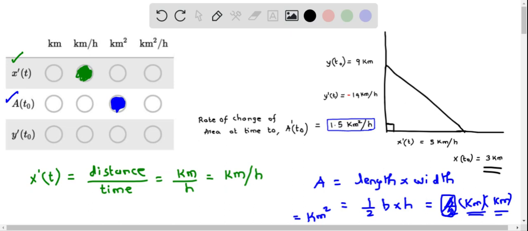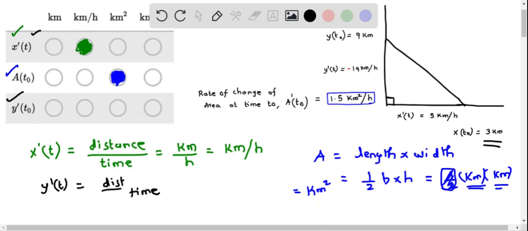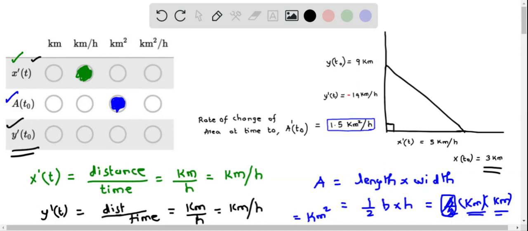And finally, we find the unit of y prime of t naught. It is more similar to x prime of t. So y prime of t is also the rate of change of distance along the vertical direction. So this is once again distance over time, kilometer per hour. Since it is for t naught or for any value of t, the unit is going to remain the same. Since it represents the rate of change of distance, that is distance over time, the unit of y prime of t naught is also kilometer per hour. So we shade this circle.